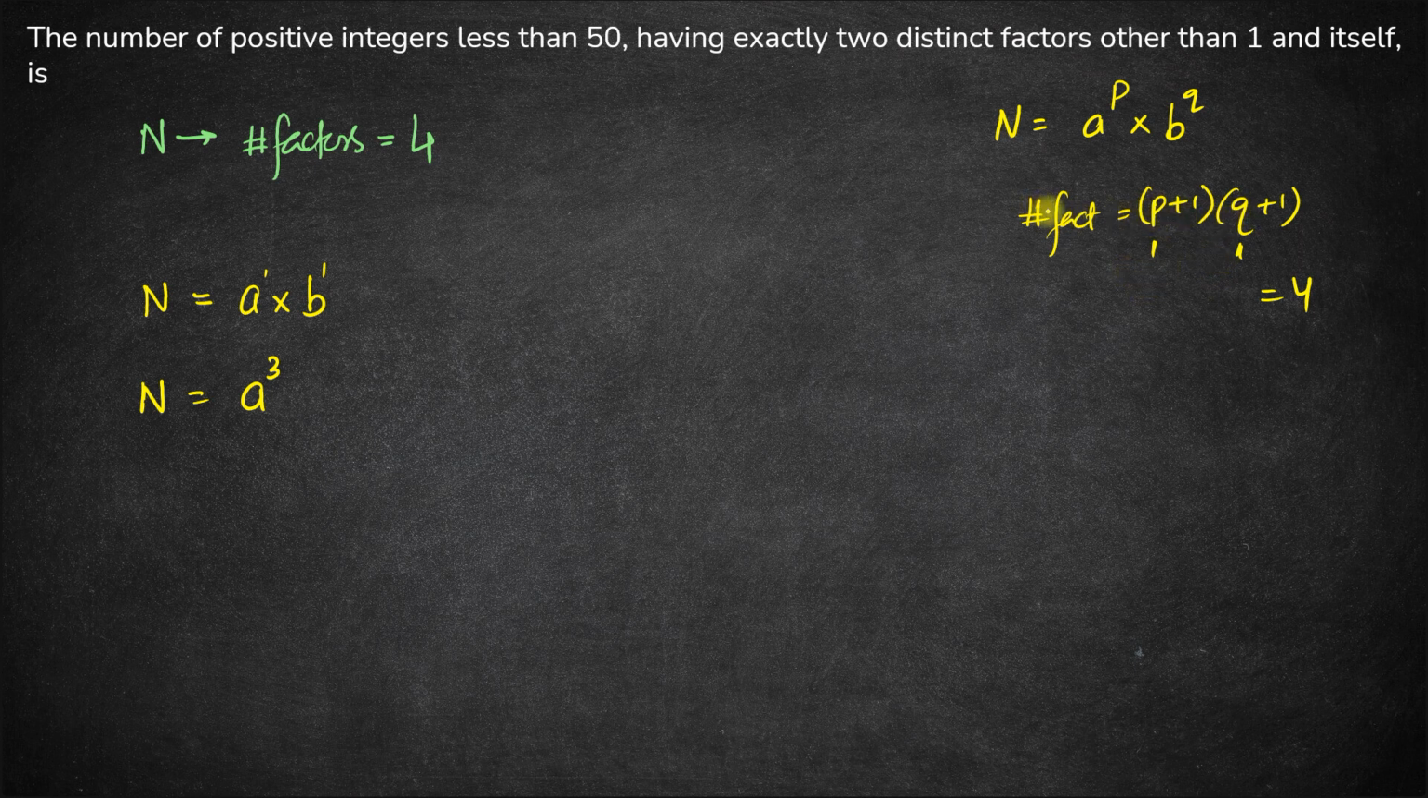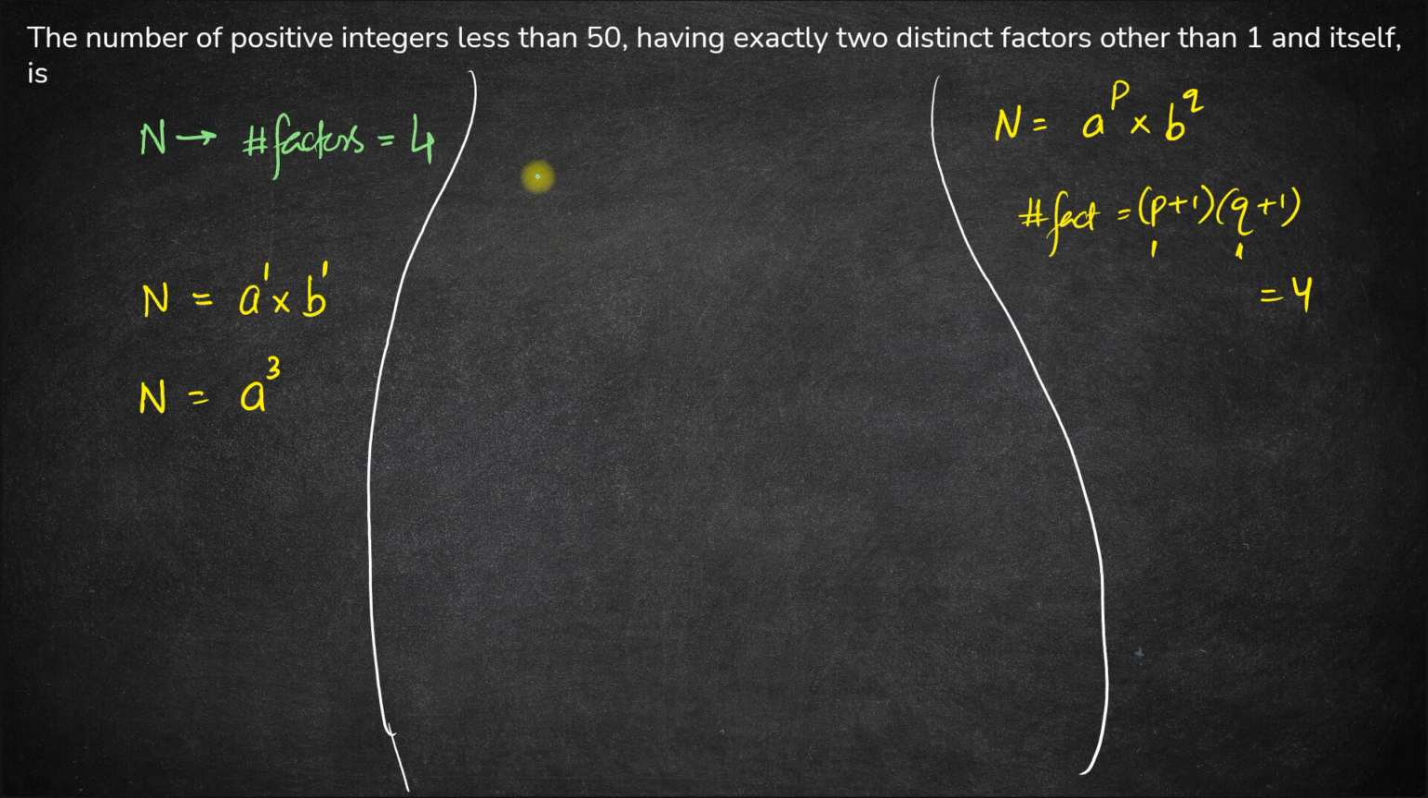So there are these two possibilities that we have: a raised to power 1 into b raised to power 1. So the number of factors here will be (1 plus 1) into (1 plus 1), 2 into 2, 4, or the number of factors of this will be 3 plus 1, 4, right? So these are the two cases that we have. So let's consider these two cases.